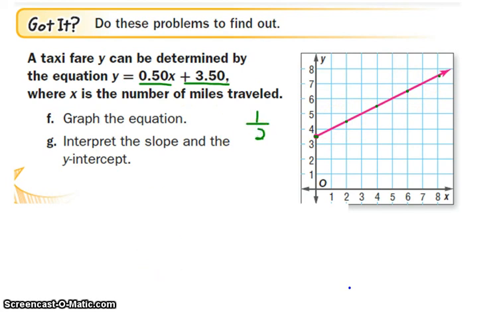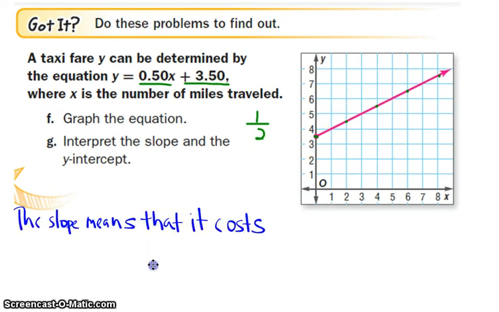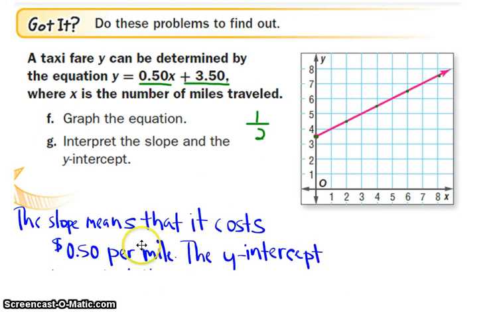Okay, now what they wanted us to do is interpret the slope and the y-intercept. And what that means is, what does that mean within the context of the problem? Okay? Well, the slope tells us that we are increasing at a rate of 50 cents. So what that means, it is 50 cents per mile. We are increasing 50 cents each mile. That's our constant rate of change.